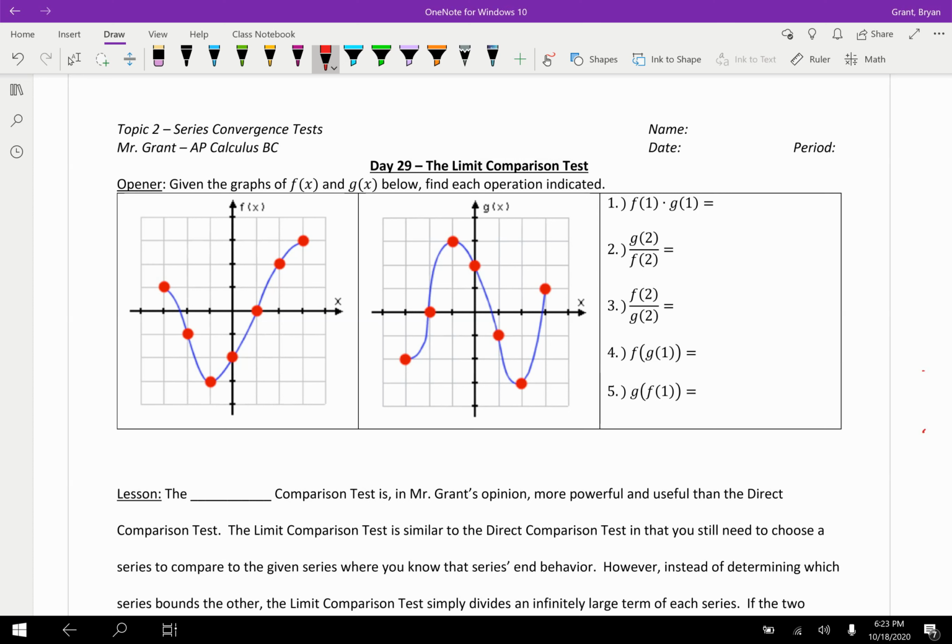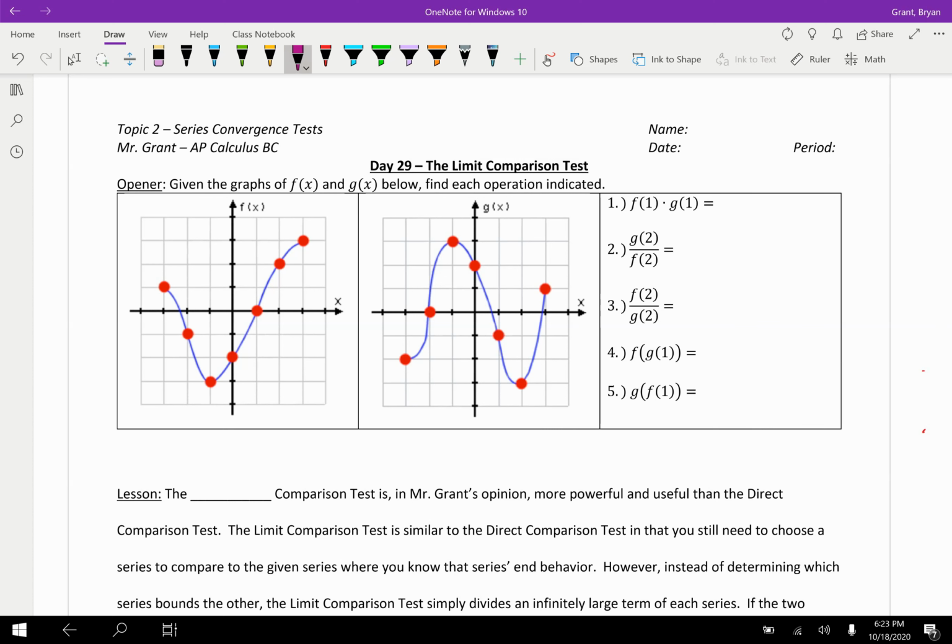So opener-wise, we have the graph of f of x over here, g of x over here, and your goal is, of course, to perform these wonderful evaluations on the right. So please go ahead and pause me, try those 5 evaluations. They should not be super terrible, and then we'll talk about our lesson.